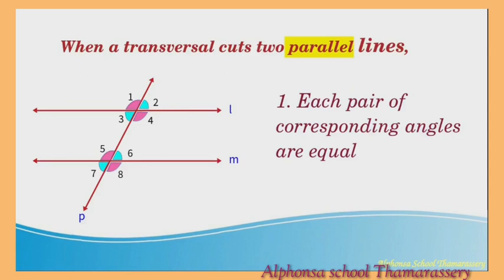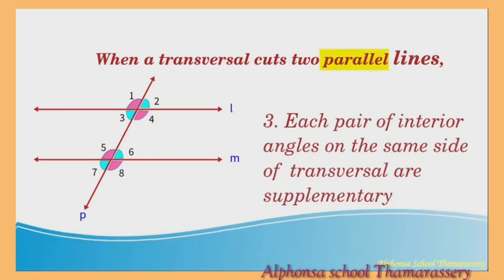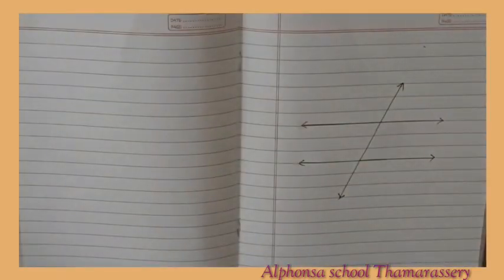Also, we studied some properties. When a transversal cuts two parallel lines, each pair of corresponding angles is equal. The second condition is when a transversal cuts two parallel lines, each pair of alternate interior angles is equal. And the third one is when a transversal cuts two parallel lines, each pair of interior angles on the same side of the transversal is supplementary. Now let us find out the relation between the angles in these pairs when line M is parallel to line N.